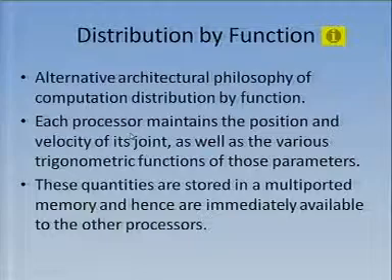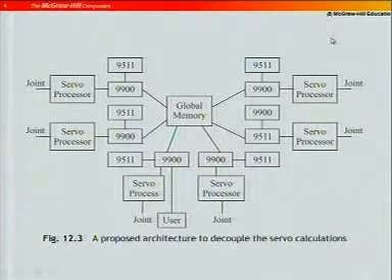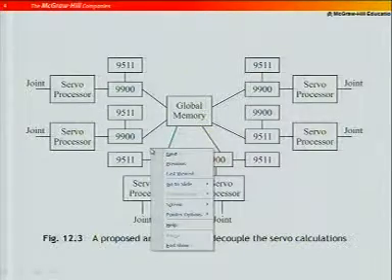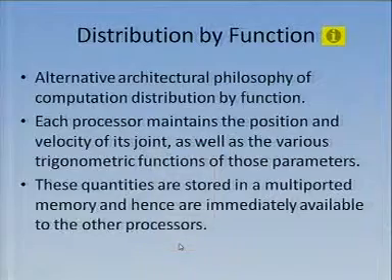So, each processor maintains the position and velocity of its joint as well as the various trigonometric functions of those parameters. These quantities are stored in multi-ported memory and hence are immediately available to the other processors. So, this global memory is called the multi-ported memory, and it is accessible to all the joints.